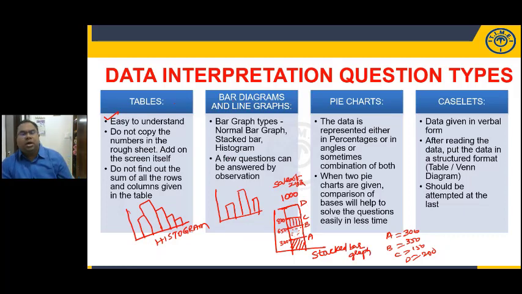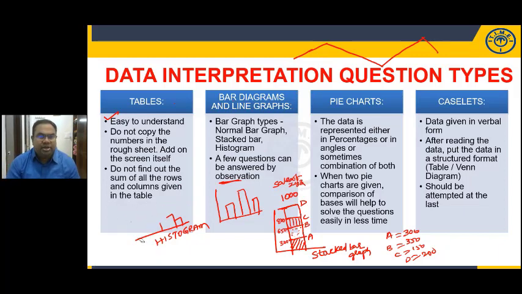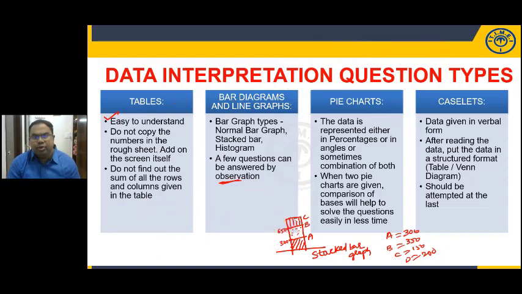Right? Particularly bar graph and line graph, by looking at maybe the difference in the bar graph, or sometimes if you look at the line graph, it is like this, too steep. Looking at the slope of the line graph, certain questions can be answered through thorough observation. So particularly bar graph and line graph, a few questions we can answer through observation.